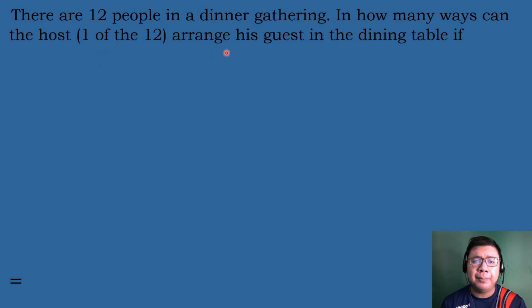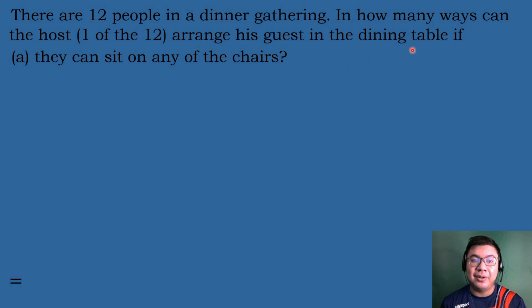There are 12 people in a dinner gathering. In how many ways can the host, one of the 12, arrange his guests at the dining table? Letter A: they can sit on any of the chairs. Meaning to say, this has no restrictions. And this problem is an example of circular permutation because it has a dining table. So we will use the formula of circular permutation.